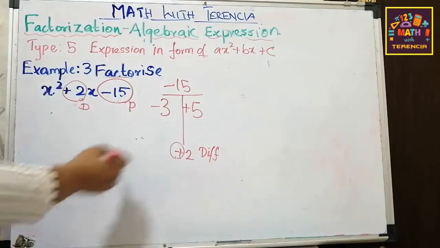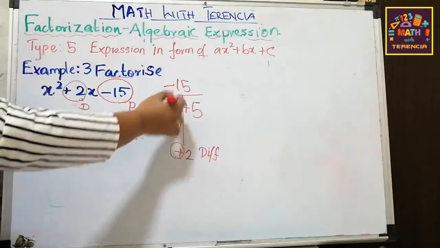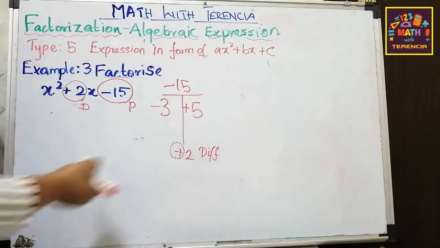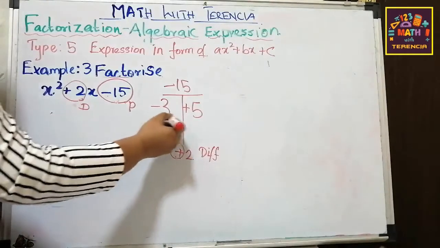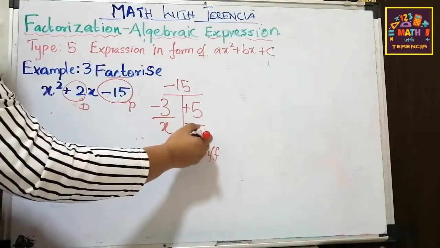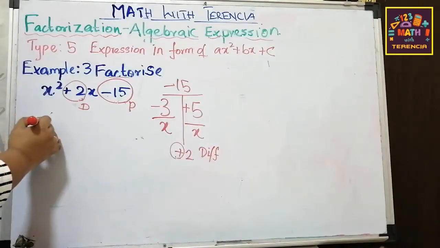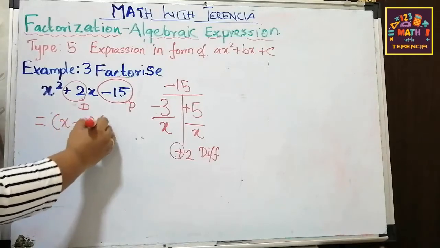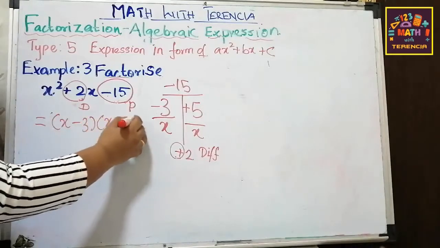So now you can check. 5 times minus 3 is minus 15 and 5 minus 3 is plus 2. So now you can go with the variable down. So the answer is x minus 3 into x plus 5.